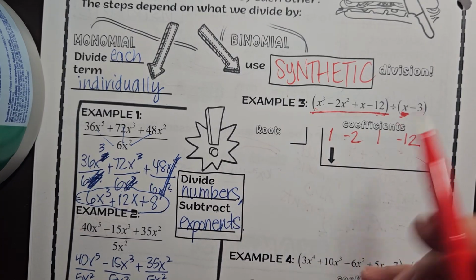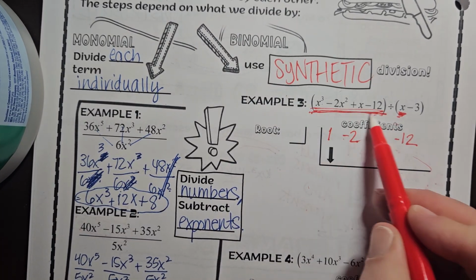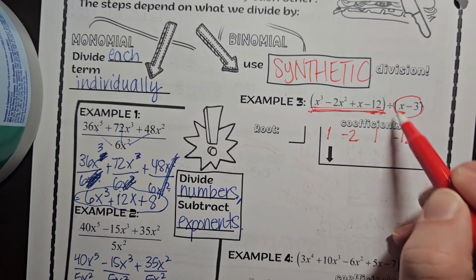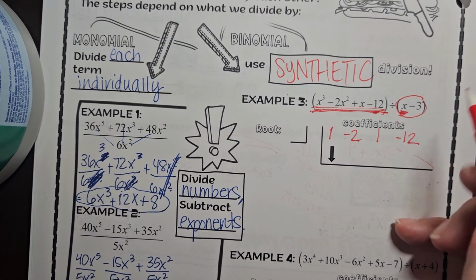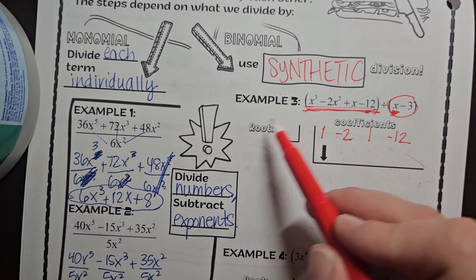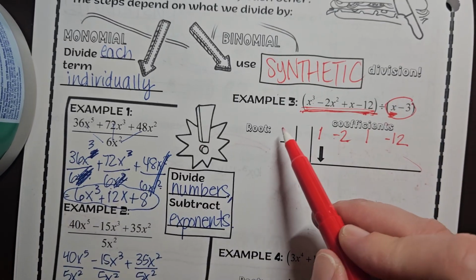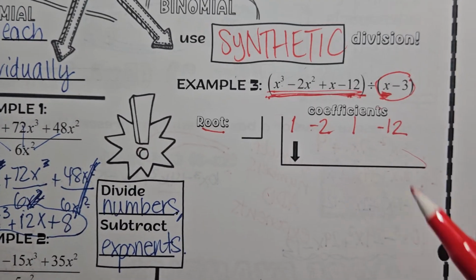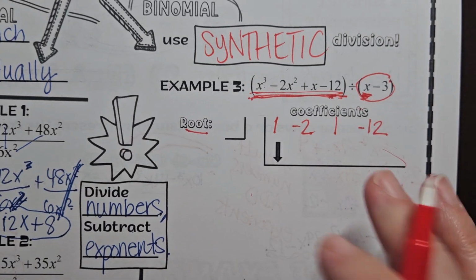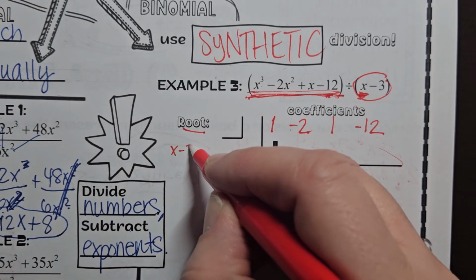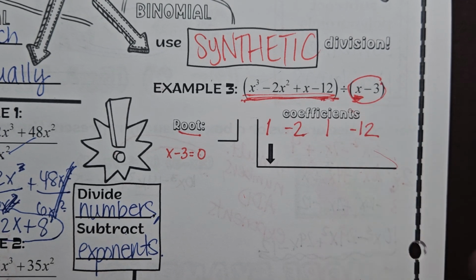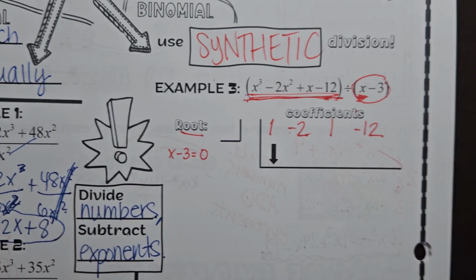Now the other thing we need, okay, so that's our dividend, the thing we are dividing from. What we are dividing by is x minus 3. And the way we're going to do this for synthetic division is we're actually just going to find the root or the solution to x minus 3 equals 0. So you're going to take the thing you're dividing by, whatever that factor is, x minus 3, and just set it equal to 0 and solve it.